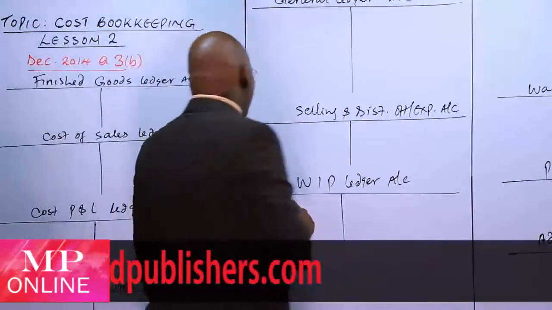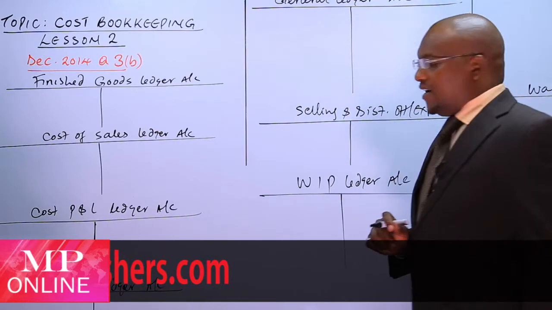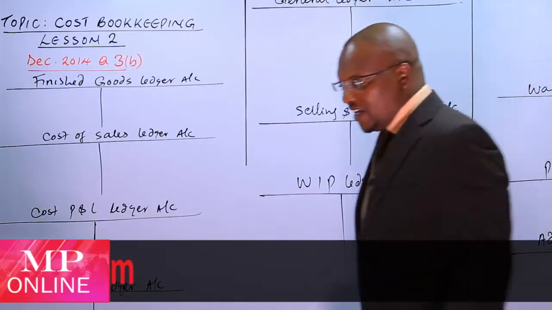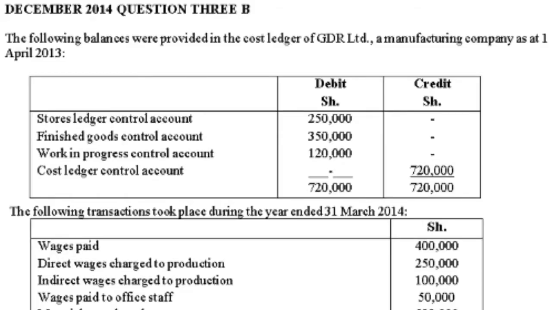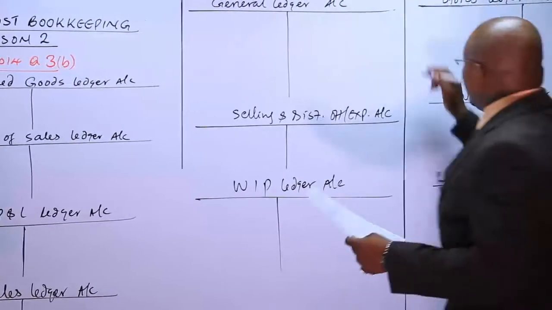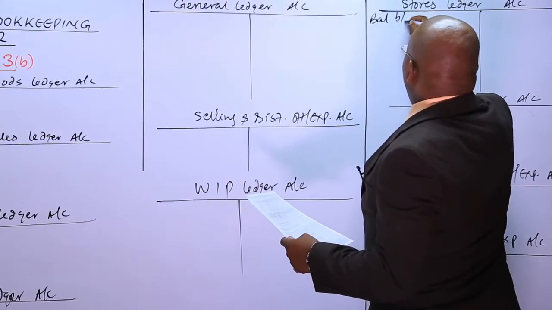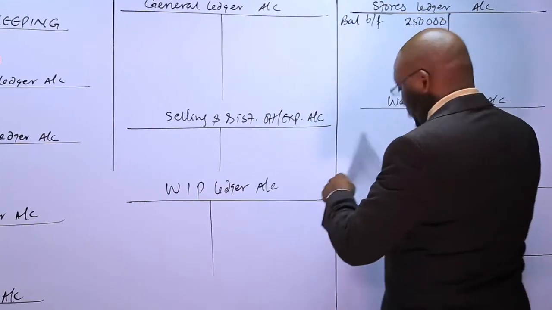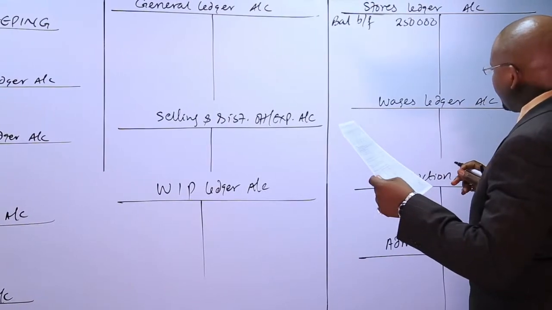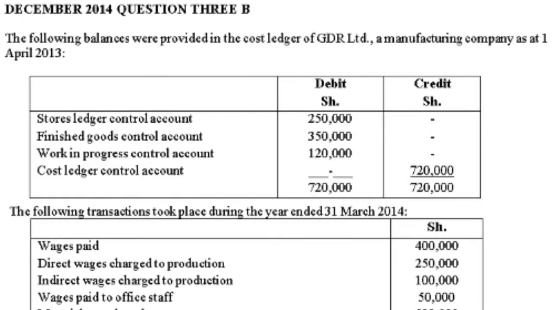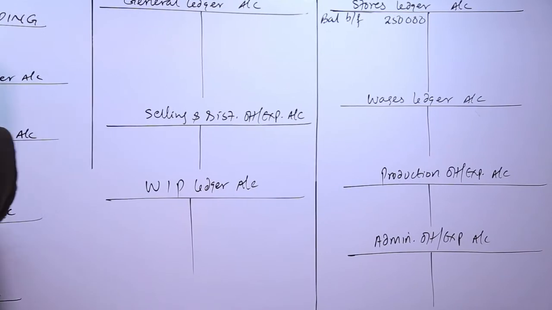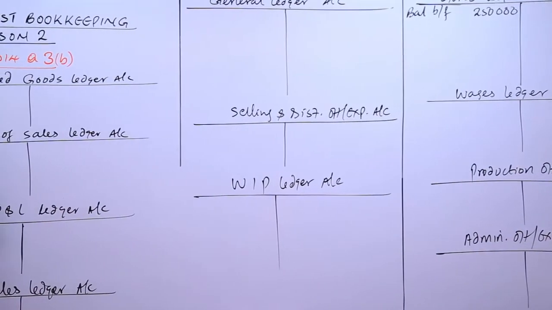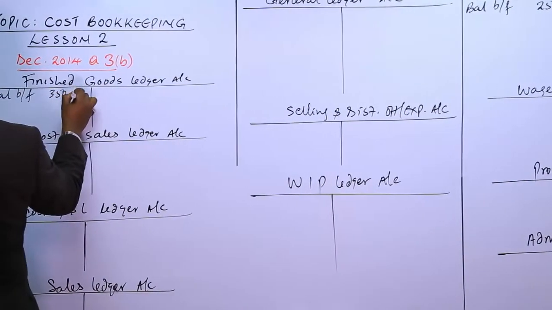So to start with, we begin with the balances. We do have a trial balance at the beginning. So we have been told there is a stores ledger control. So we just go to the stores. So our stores is here. This is a debit balance, as you can see. So this is balance brought forward. This is 250,000. We have finished goods. Opening balance 350,000. So balance brought forward 350,000.